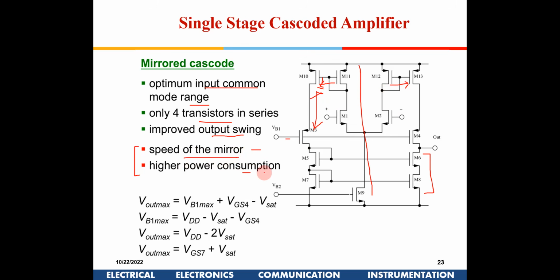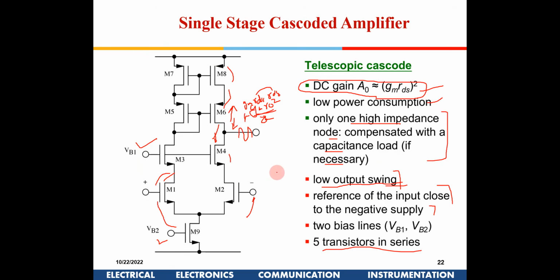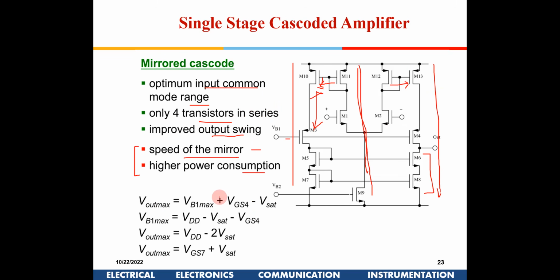So that is there. Higher power consumption, because you have now multiple paths. You have one path here, you have one path here, and you have one more path here. So 3 DC operating paths. So power consumption is higher as compared to only 2 paths here. So that is why. Okay, so I want you to do this analysis.